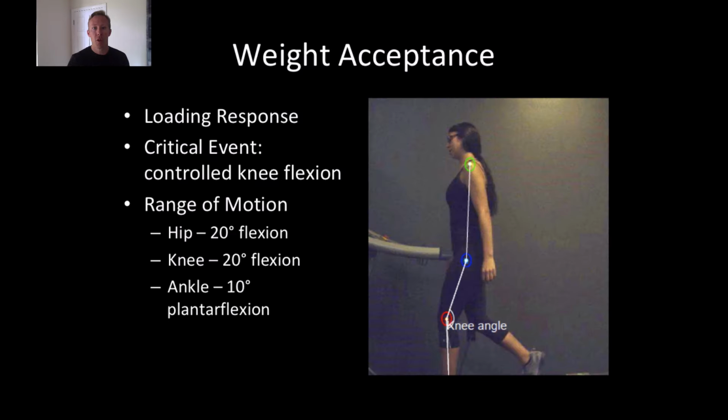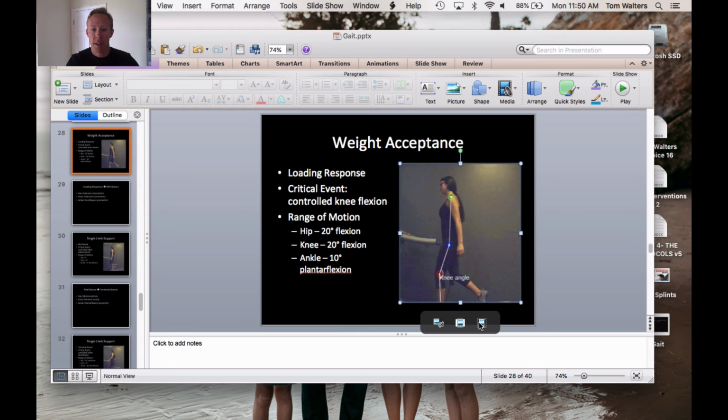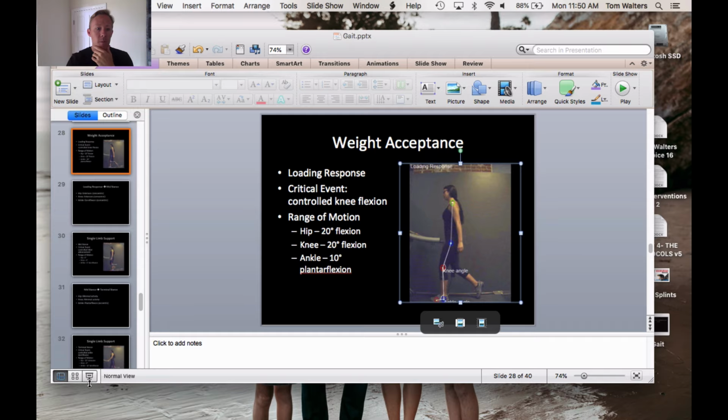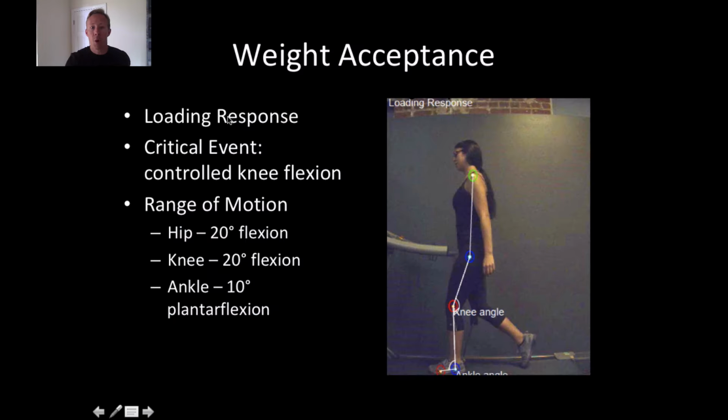So then we get to loading response, and here the knee is flexed and the foot is flat. So when we go to loading response, the critical event here is controlled knee flexion. Remember, we just said a second ago the quads are contracting eccentrically to allow the knee to bend in a controlled manner because gravity wants our knee to just collapse and buckle. So our quads, our knee extensors are going to contract, get longer to kind of slow down that movement and control it. So when we look at the range of motion, we're still in 20 degrees of hip flexion.